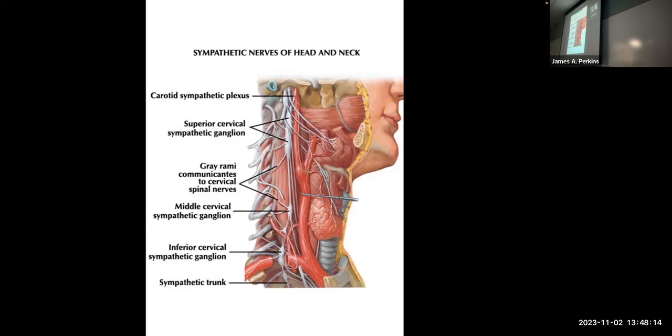Brain, like how it types out with the amygdala, or... Yeah, none of these go into the brain itself. They just go to things like structures in the orbit and other structures in the head, but nothing in the brain.